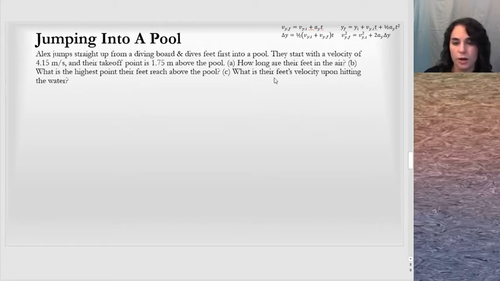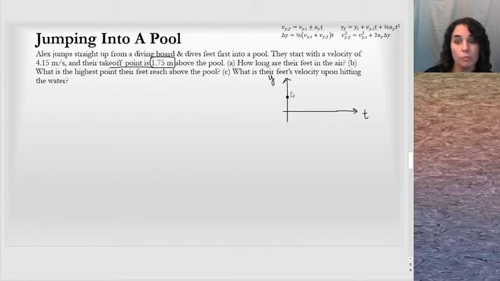Okay, so I'm going to draw a quick position versus time graph over here, just a quick one to get an idea of what's going on. There's a time here and there's a position here. It seems like they have an initial position of 1.75. I can draw that on here, 1.75.